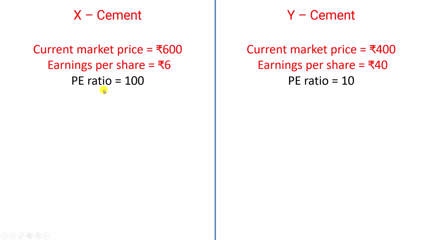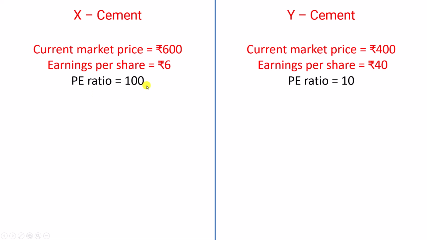Now tell me, which is better, PE ratio of 100 or PE ratio of 10? Is it better if the number of years to get back your money is higher or lower? Obviously it is lower, correct? Yes. But then once again, looking at PE ratio, we cannot decide anything. So let me tell you one more way to interpret PE ratio.